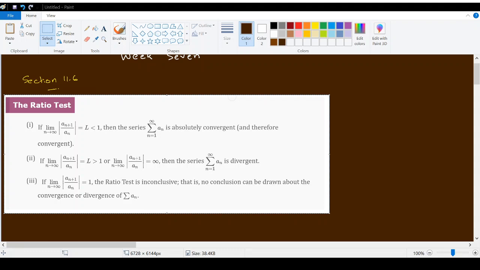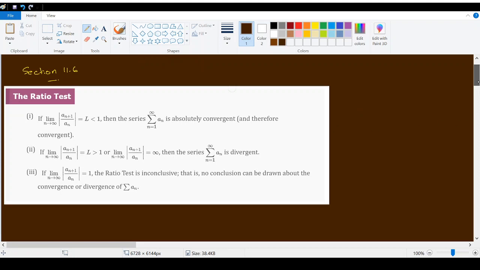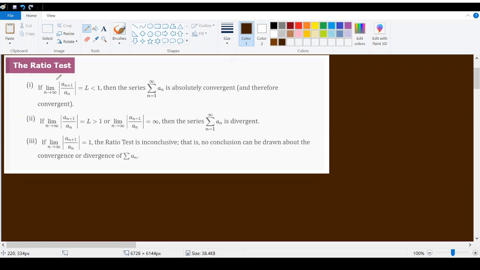The next test that we are going to do is called the ratio test. Now here it says when you have a series an and you are considering the limit of an plus 1 divided by an, and if that limit is equal to L and if that is less than 1, then we can say that the series is absolutely convergent.